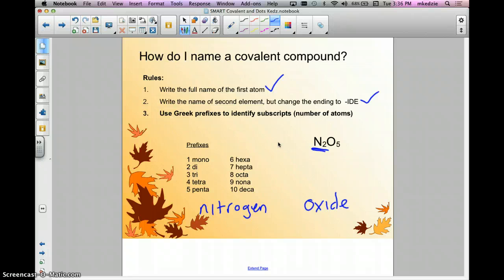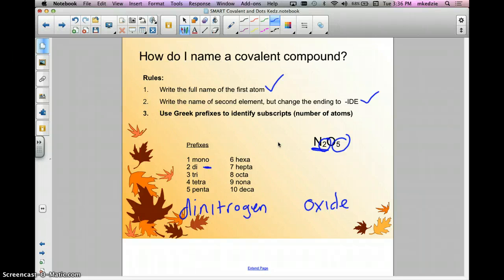Use Greek prefixes to identify subscripts, numbers of atoms. All right, we'll start with nitrogen. There's a 2 spot there. So we go to our prefix chart. 2 is di. So we're going to say dinitrogen.